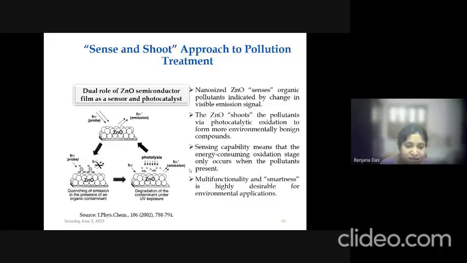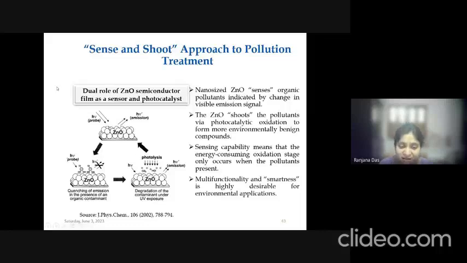Now, since this material is not only changing the emission, but along with this, zinc oxide also has photocatalytic activity, the emitted light which is falling on the zinc oxide surface is also helping its photocatalytic activity. That means organic molecules are now degraded, and these organic molecules having been degraded means it is a remedial action. So remedial action is there.